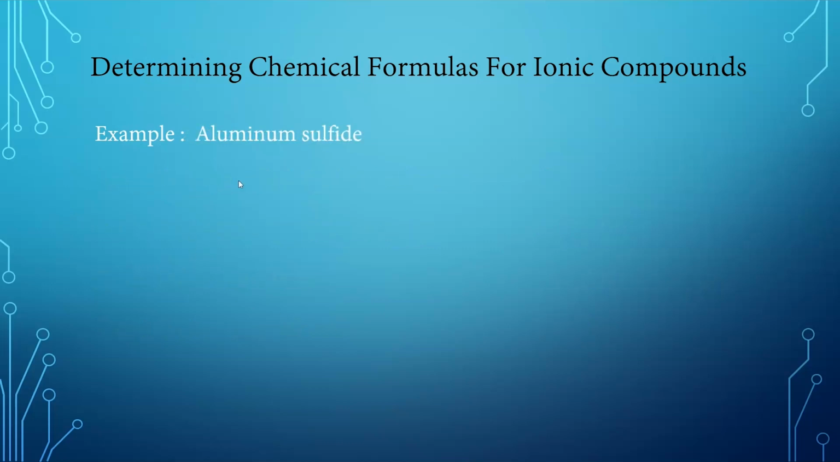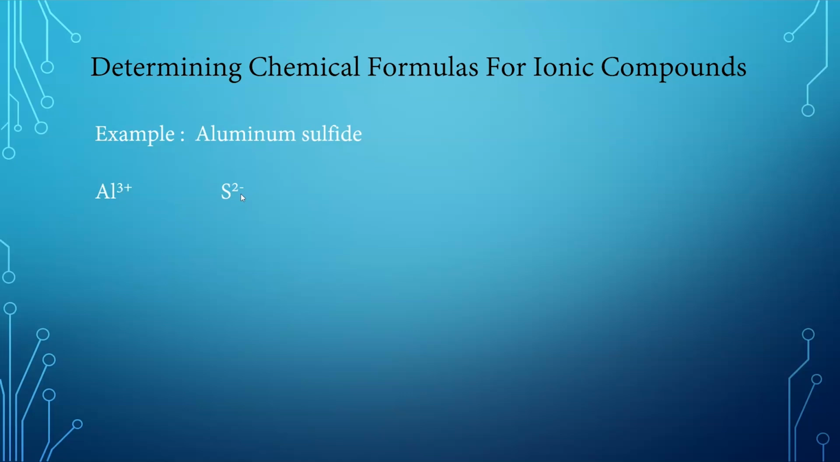Let's take a look at another one. Aluminum sulfide. Of course, that must consist of aluminum and sulfur. I'm not going to write out the steps anymore. I think by now, hopefully, you know those or you've written them down in your notes. So these are our 2 elements. Aluminum is in group 3. It's going to have a +3 charge. Sulfur is in group 6. It's going to have a -2 charge.